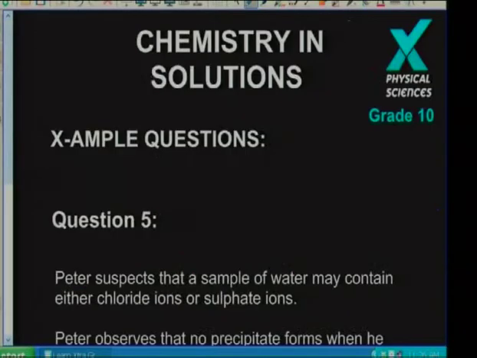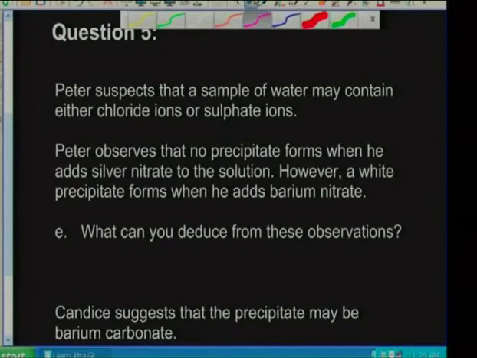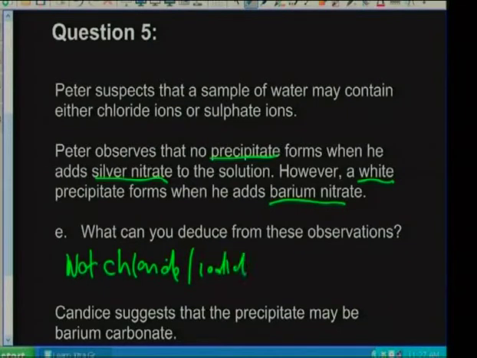Okay, we're zooming into the last part of this question, and it tells you some interesting observations. It tells you, first of all, that he observes that no precipitate forms when he adds silver nitrate. So what can we deduce? However, a white precipitate forms when he adds barium nitrate. So we can say it's not a chloride. Okay? It's not a chloride or an iodide or a bromide. We know it's not a halide. What could it be? We could suspect that it could be a sulfate or a carbonate.